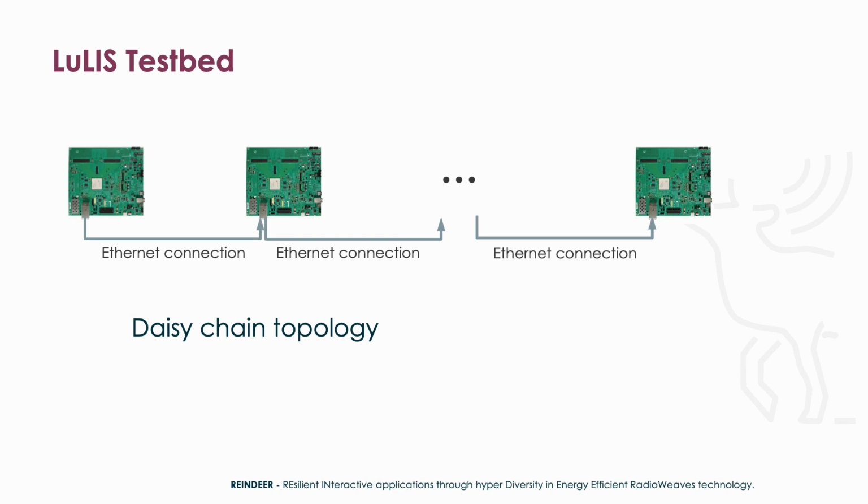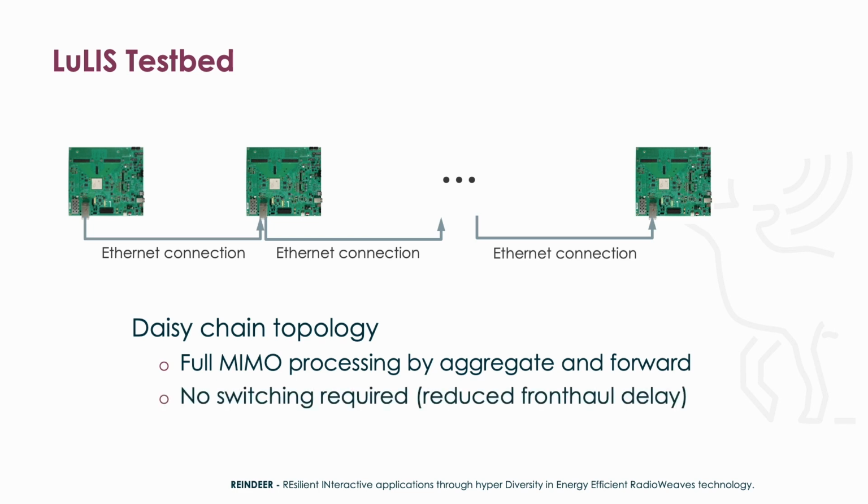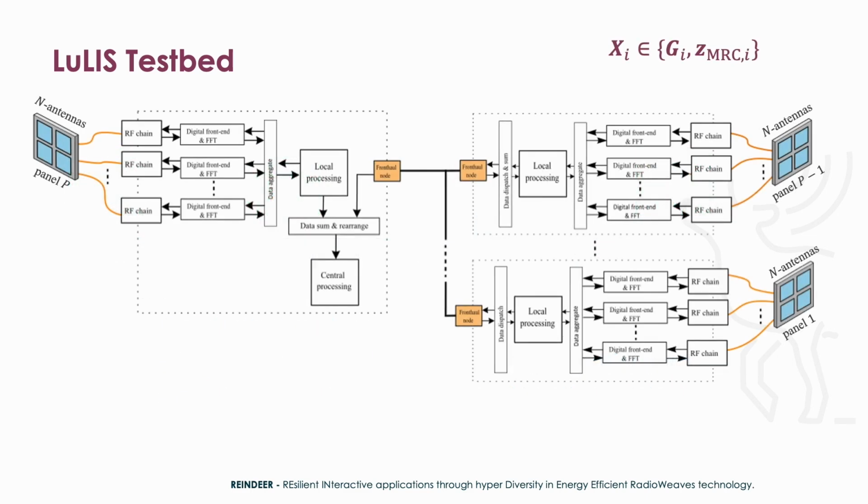The motivation for considering a daisy chain topology is that it allows for full MIMO processing by simply aggregating and forwarding the corresponding baseband data, while no switching is required, meaning that we can significantly reduce the latency associated to sharing data between the modules. A complete schematic of the testbed would look something like this, where we have several panels of antennas, each one connected through radio frequency chains to the modules previously shown.